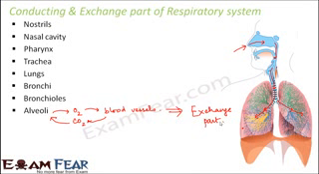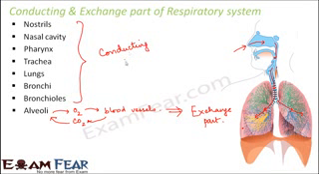So alveoli forms the exchange part of the respiratory system, and all these parts together form the conducting part of the respiratory system, because they help in conduction. When the air is conducted from nostrils to nasal cavity, there is no exchange taking place. It is not that oxygen is passed from nostrils to nasal cavity, while something else is passed from nasal cavity to nostrils. So there is no exchange taking place.